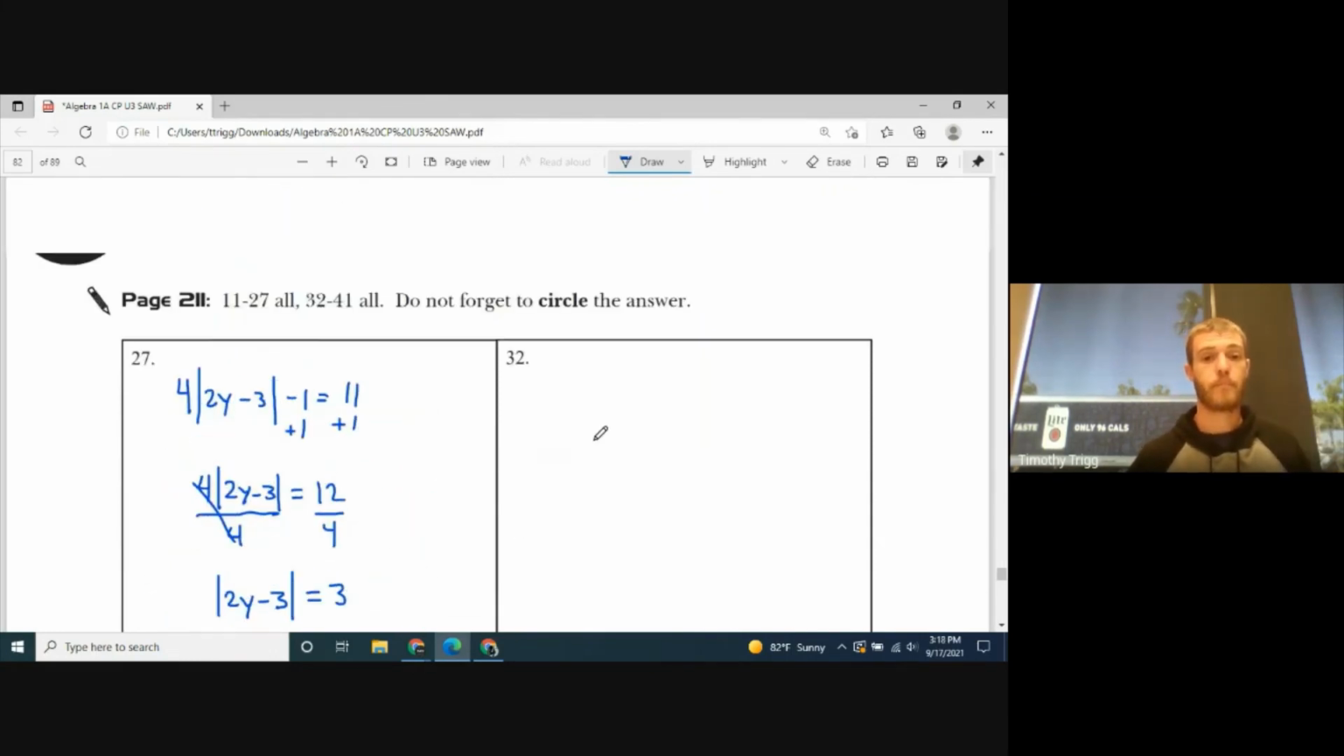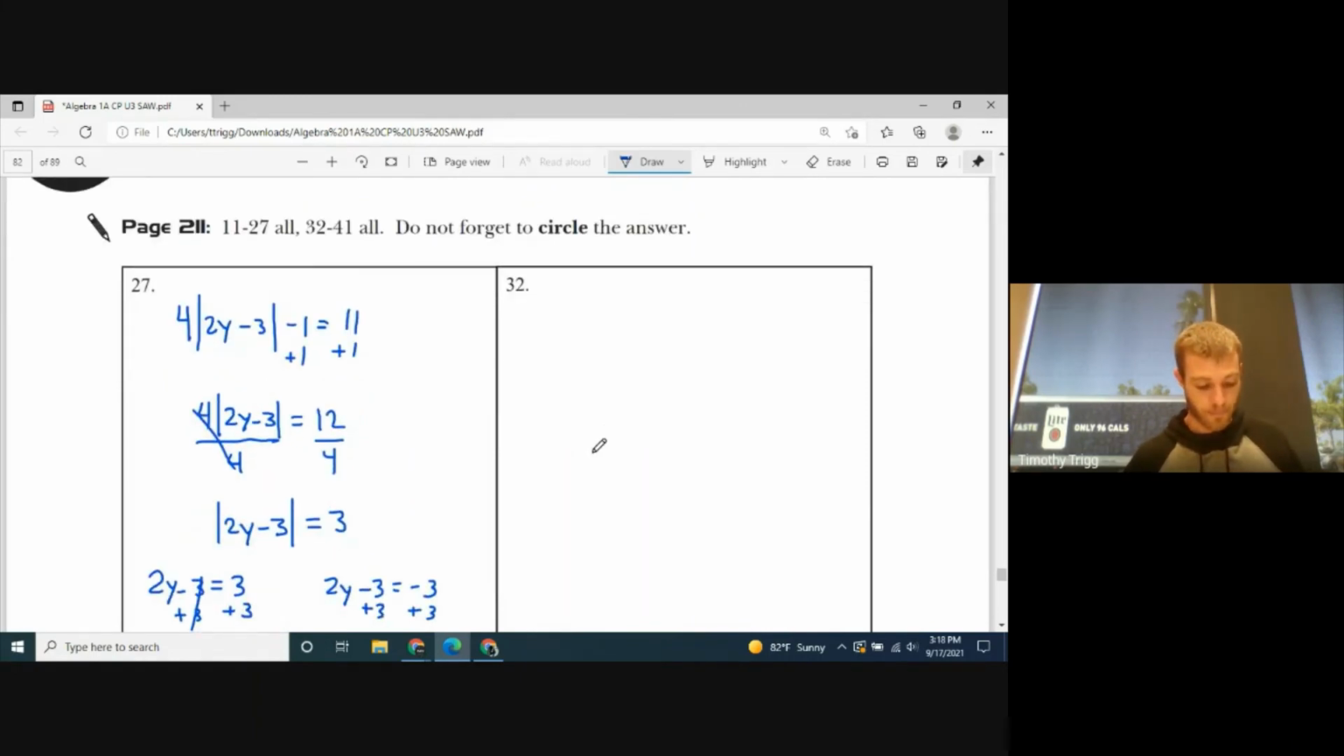Okay. Number 32. Here's where we introduce some inequalities. So we have the absolute value of x needs to be greater than or equal to 3. So let's try to think of a value that would work in this inequality. So if I plugged in 4, that would work, wouldn't it? The absolute value of 4 would be 4, and 4 is greater than or equal to 3. But also negative 4 would work here too, right? The absolute value of negative 4 is 4, and 4 is greater than or equal to 3.